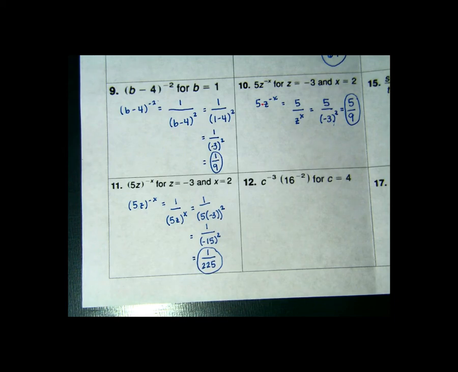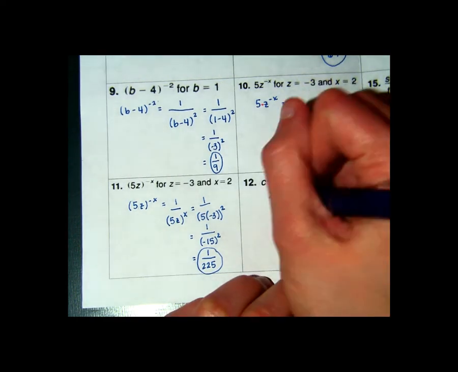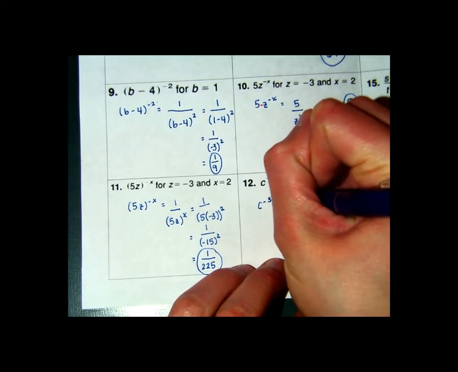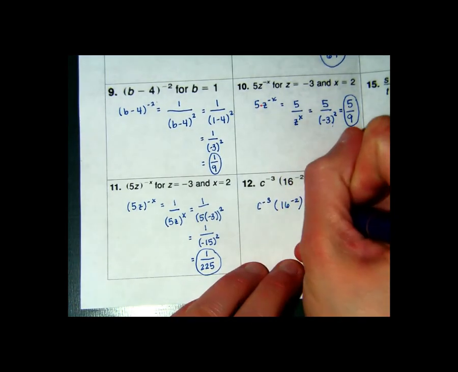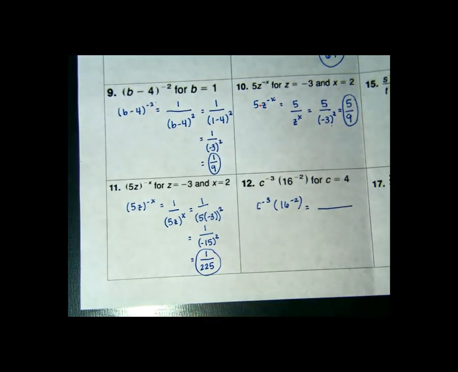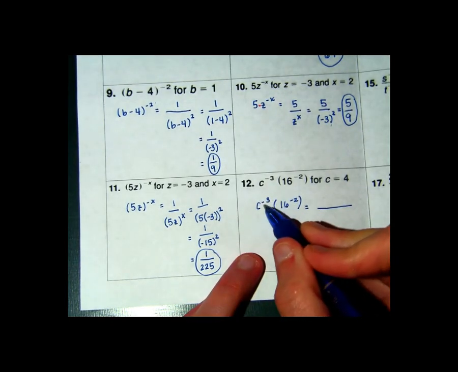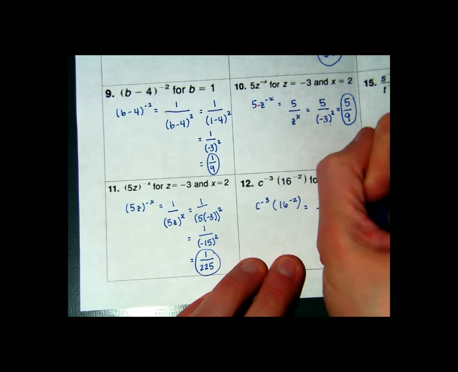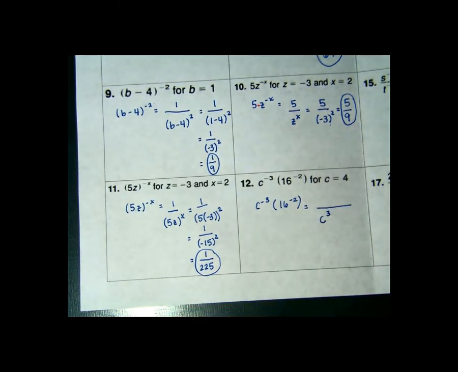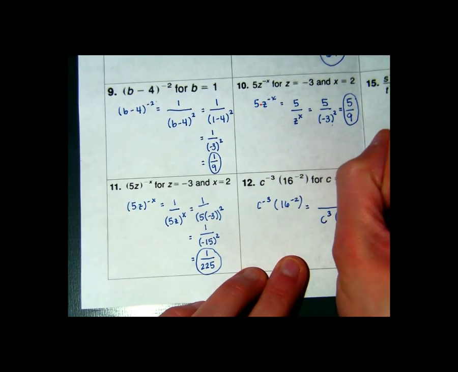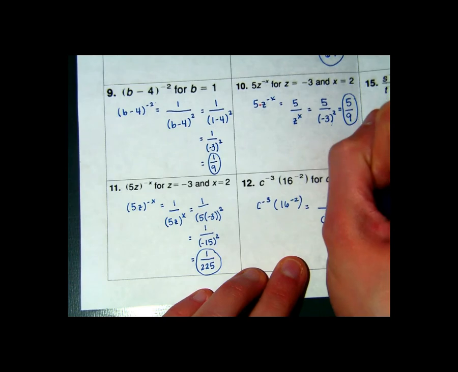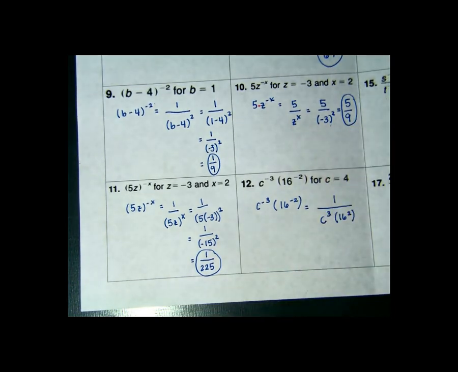Last but not least, for the evaluating section is number 12. I'm looking at each piece. Let me go ahead and write it down. It helps me out. So each piece. I'm going to go ahead and draw my fraction bar. That's a good first step. Negative 3 is directly tied to c. That means it needs to change positions. Negative 2 is directly tied to 16, so it needs to change positions. Nothing needed to stay in the numerator, so we are going to place a 1 up there.